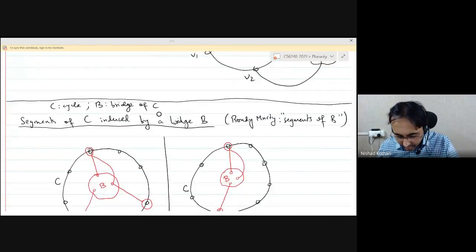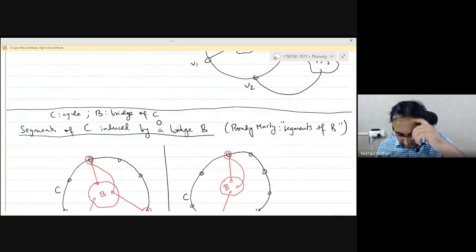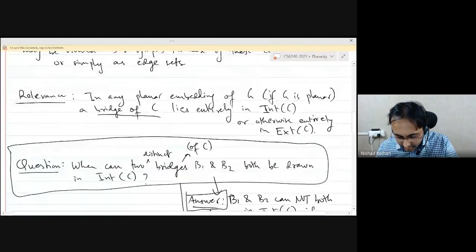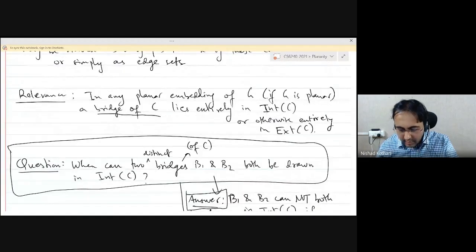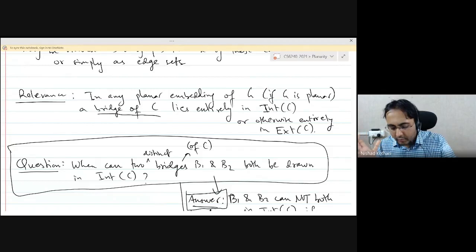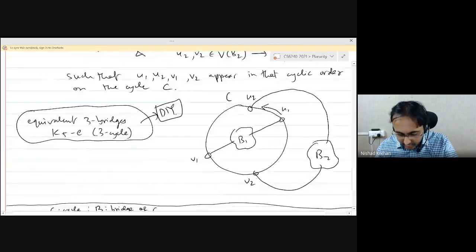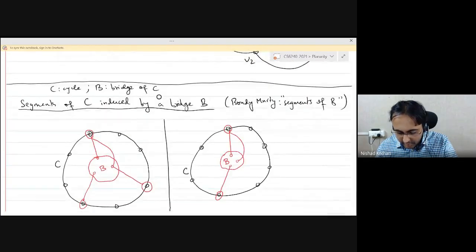So, right. So we were discussing bridges, and one of the main questions was that if we have a cycle C, in a planar embedding, it will be a closed curve. So when can you draw two bridges, both of them inside or both of them outside, in the interior or the exterior? Motivated by that question, let us introduce a little bit more terminology and then we will be proving some things.